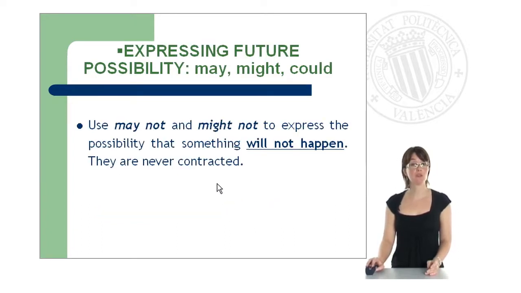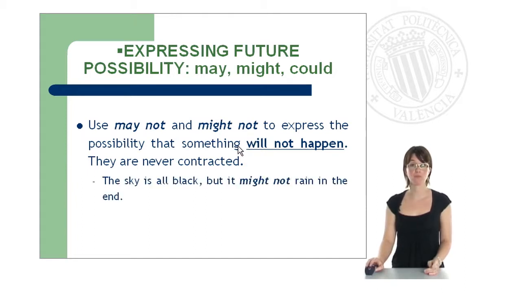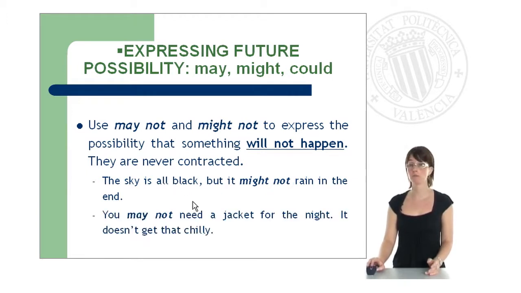Also remember that we use may not and might not to express the possibility that something will not happen in the future. And it's very important to remember that they are never contracted. For example, the sky is all black, but it might not rain in the end. Or, you may not need a jacket for the night. It doesn't get that chilly.